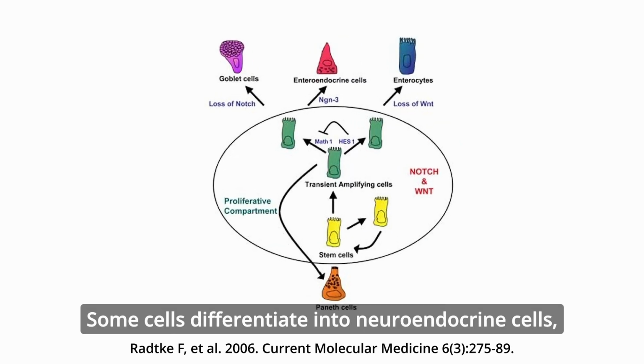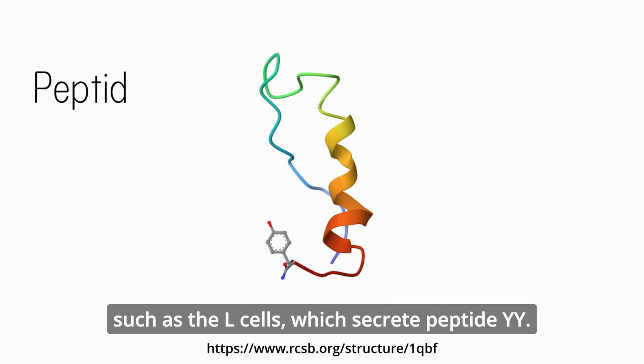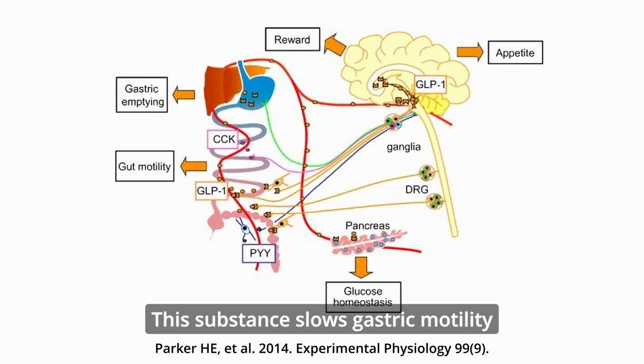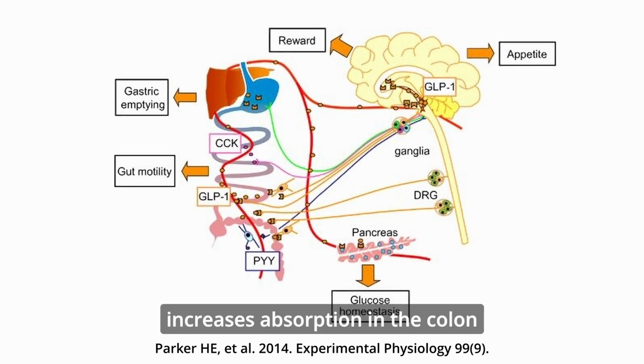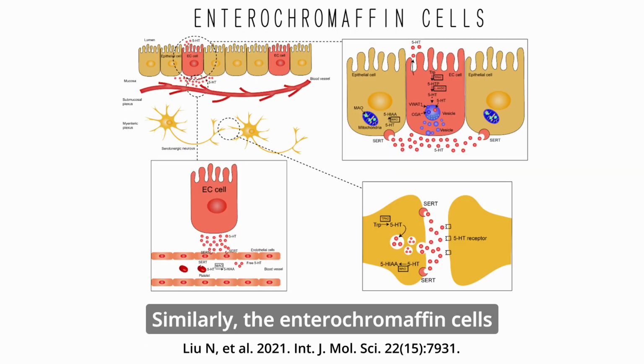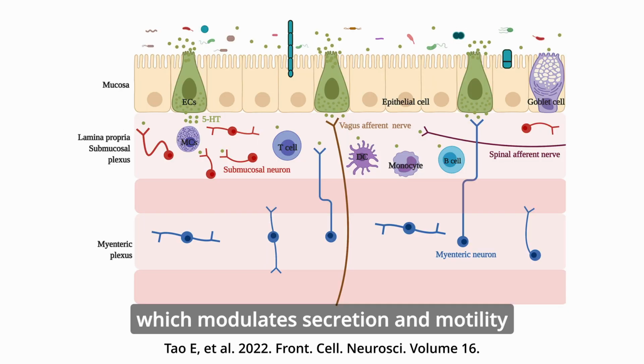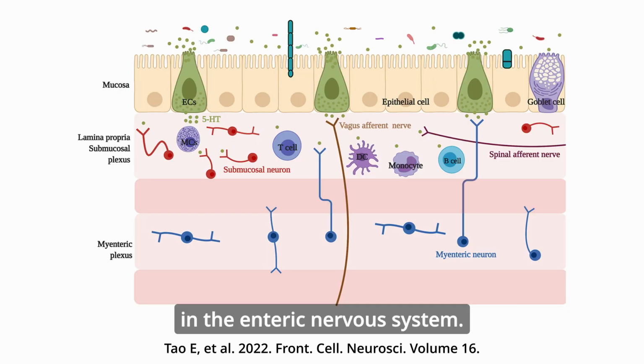Some cells differentiate into neuroendocrine cells, such as the L cells, which secrete peptide YY. This substance slows gastric motility and increases absorption in the colon, as part of the ileal brake negative feedback loop. Similarly, the enterochromaffin cells release the neurotransmitter 5-HT, or serotonin, which modulates secretion and motility in the enteric nervous system.